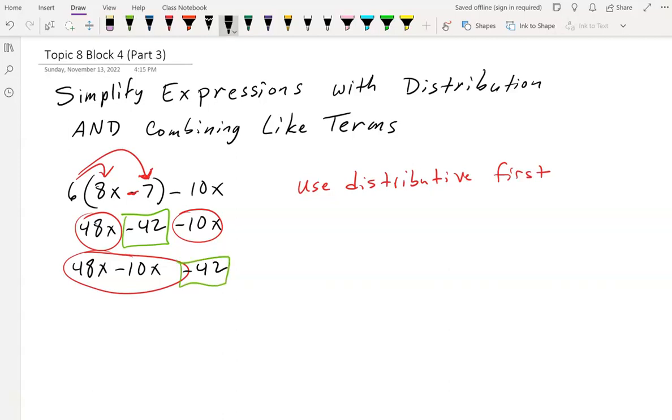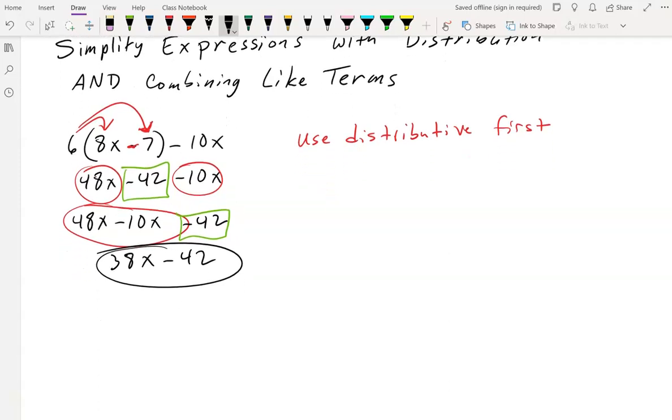And now we combine our like terms. 48x minus 10x is 38x. And then since we just have a single minus 42, that comes down, and that one, my friends, is done. How great is that? It's super simple, using distribution and then combining like terms afterwards. So use distributive first and then combine like terms after.